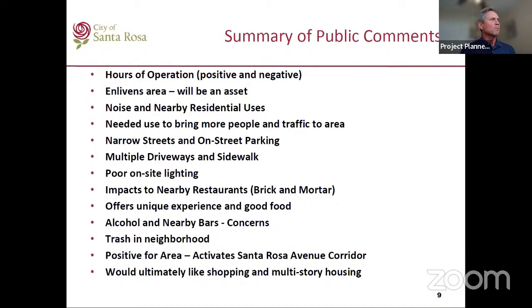There were issues regarding trash in the neighborhood. There was also a positive comment, that the project itself would be positive for the area and would help to activate the Santa Rosa Avenue corridor. And some neighbors expressed that they would ultimately like to see this site used for shopping and multi-story housing. I saw that comment from people both in favor of the project and people who were against the project. So I don't know if it's a concern. It's more that people have an anticipation that they would like to see ultimately some shopping and multi-story housing at the project site. You can go to the next slide, please.